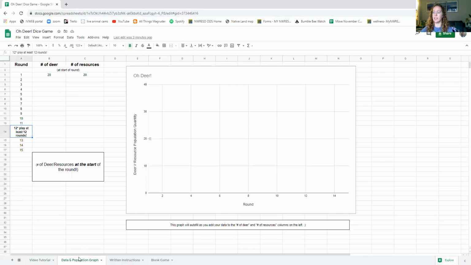So I'm going to switch to that tab here. And you can see 20 deer and 20 resources in round one. We're always going to put in the number of deer and the number of resources that we have at the start of the round. So before we start doing anything in round two, we'll come back over here and put in our number of deer and number of resources after it's changed from playing round one.